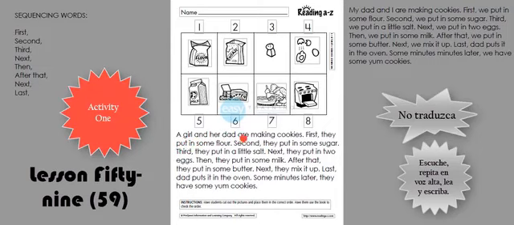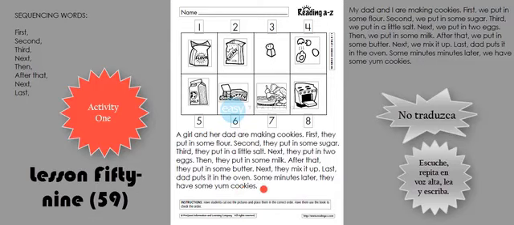Here you are. A girl and her dad are making cookies. First, they put in some flour. Second, they put in some sugar. Third, they put in a little salt. Next, they put in 2 eggs. Then, they put in some milk. After that, they put in some butter. Next, they mix it up. Last, Dad puts it in the oven. Some minutes later, they have some yum cookies.